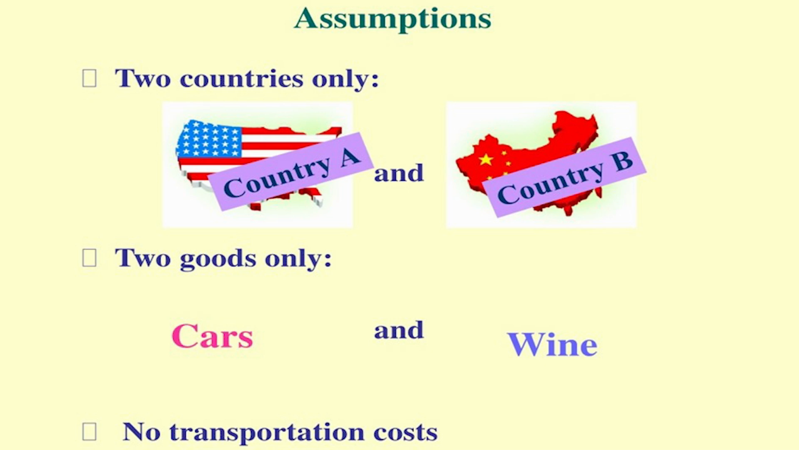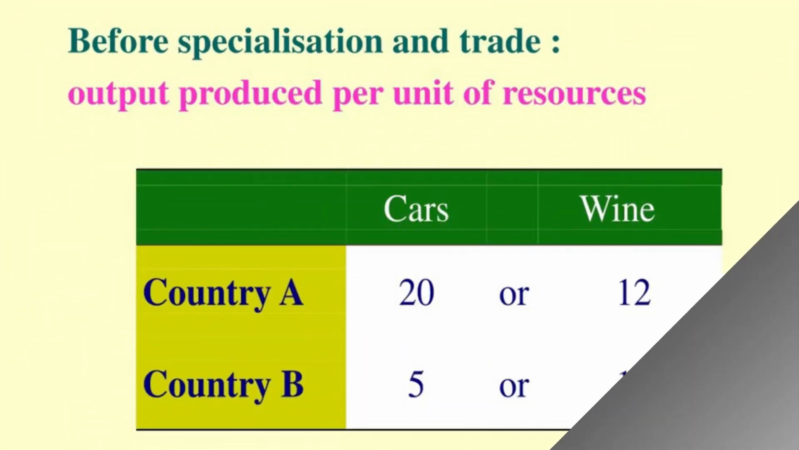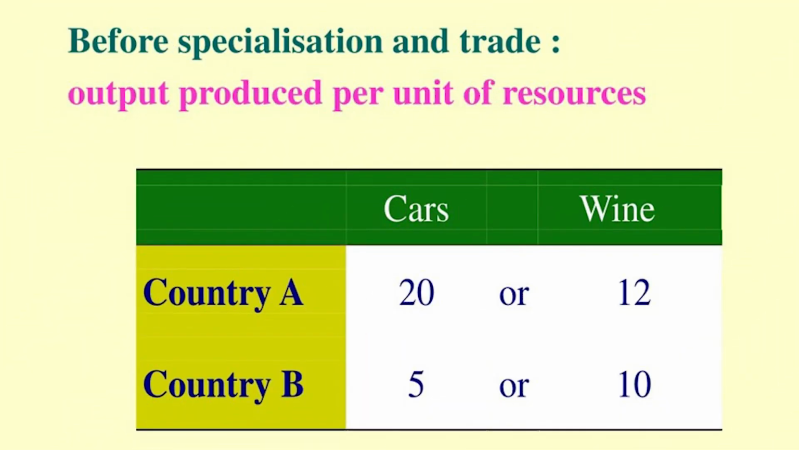There are two countries. Instead of A and B, we say country A is USA and country B is China. Say there are two goods, car and wine. And we also consider another assumption that there is no transport cost. So before specialization and trade, output produced per unit of resources. Here we have country A and country B, and the two commodities are car and wine.